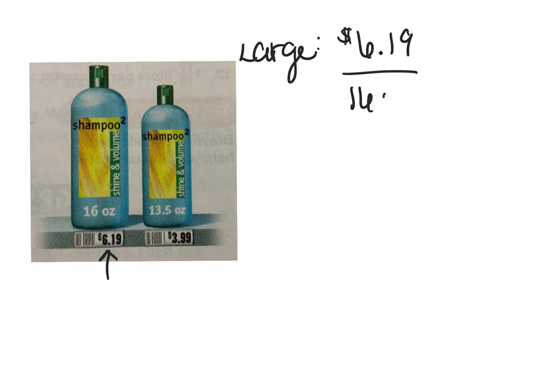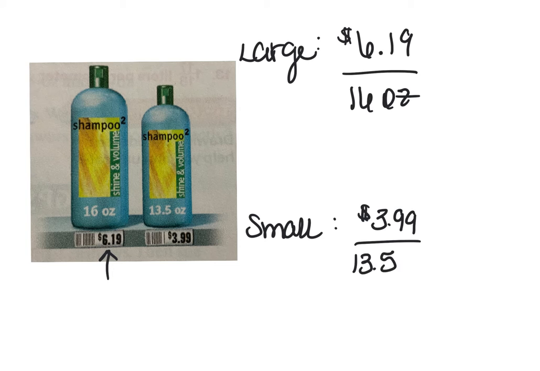So for my large bottle, and if I write it, you write it, but you don't have to draw the shampoo bottle. For my large bottle, it costs, you'll see it at the bottom, $6.19. And that is for 16 ounces. My small bottle is $3.99, and that is for 13.5 ounces. And I got the information that I needed from the pictures, and those kind of represent like your tags at the grocery store. So I have written a rate.